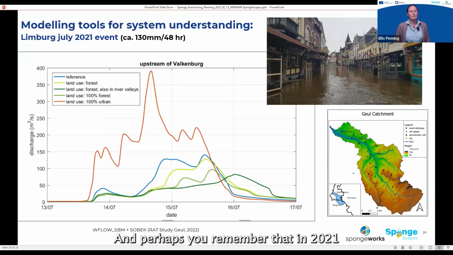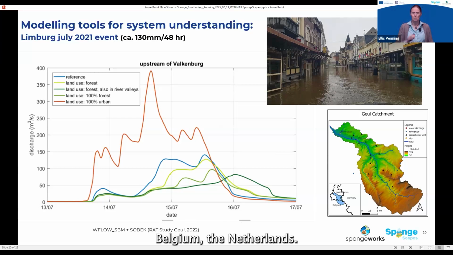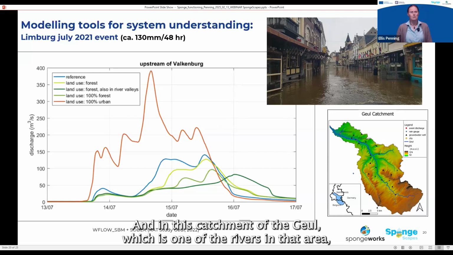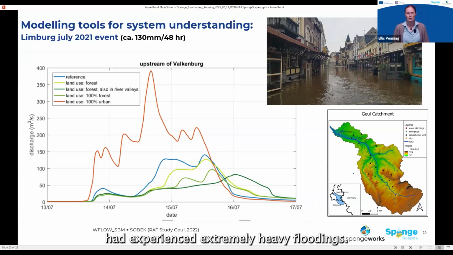And here we see, perhaps you remember that in 2021, there were some very heavy floods in Germany, Belgium, the Netherlands, the southern Netherlands area. We had 130 millimeters in 2 days. And in this catchment of the Geul, which is one of the rivers in that area, we saw that the downstream city of Valkenburg experienced extremely heavy flooding.